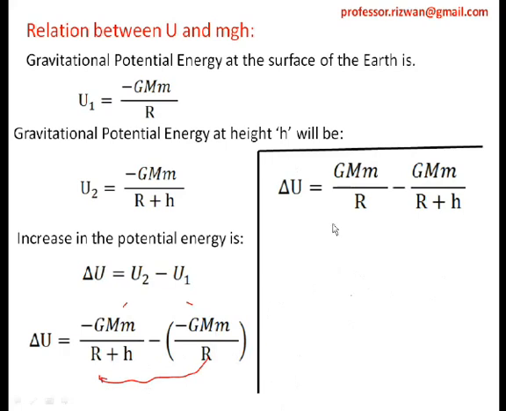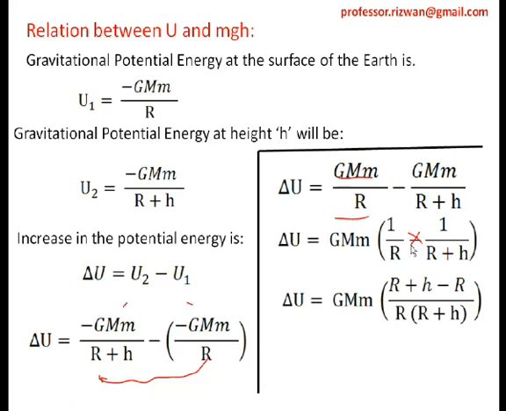So GMm upon r will be taken as a plus quantity, minus GMm upon r plus h. Now if I take GMm common, it will remain 1 upon r minus 1 upon r plus h. If I simplify this with cross multiplication, what will happen? So delta U is equal to GMm.